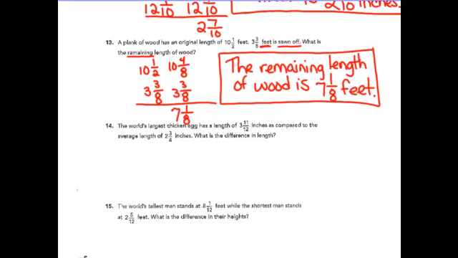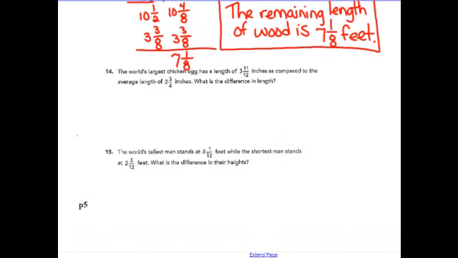Number 14. The world's largest chicken egg has a length of 3 11/12 inches. Oh, that's a big egg. As compared to the average length of 2 3/4 inches. What is the difference in length? Again, it's a subtraction problem. Larger absolute value number is going to come first. 3 11/12 minus 2 3/4.